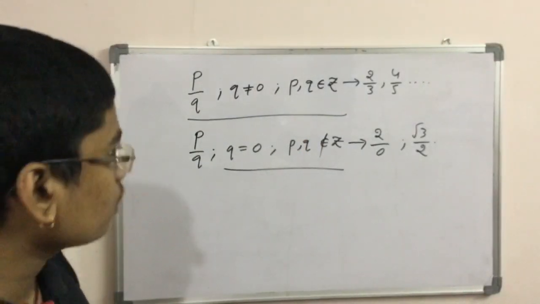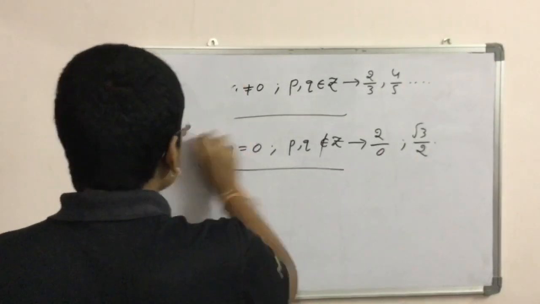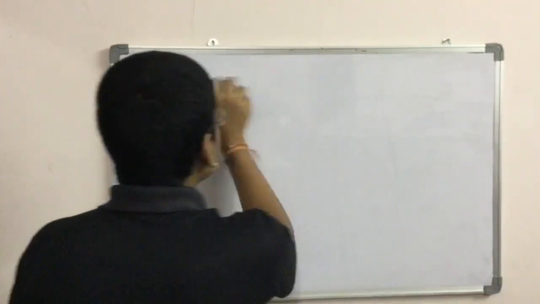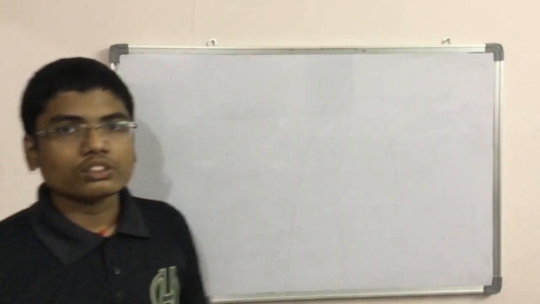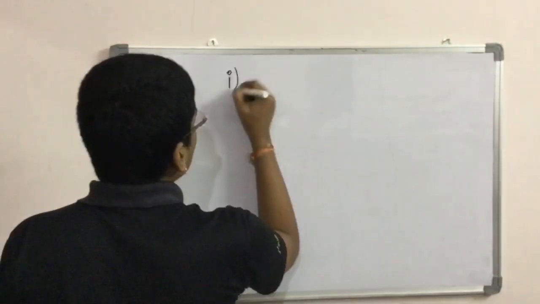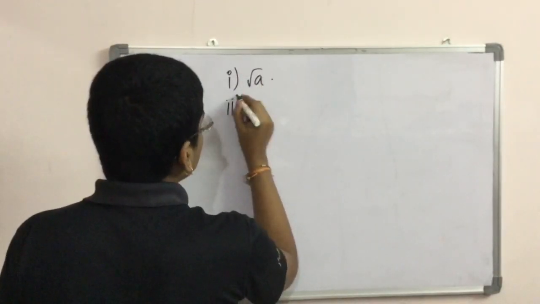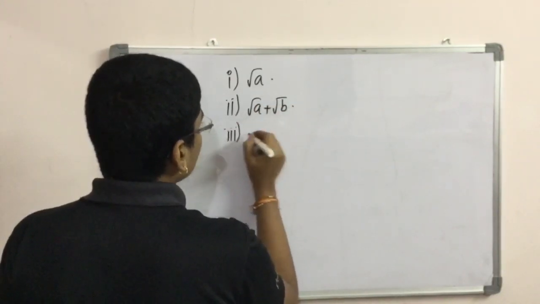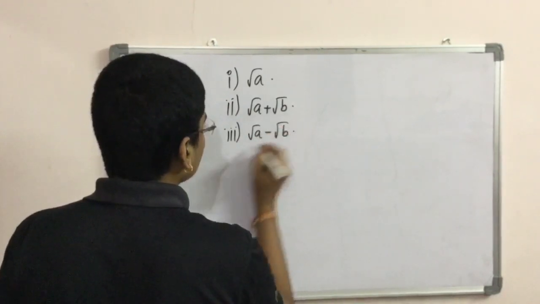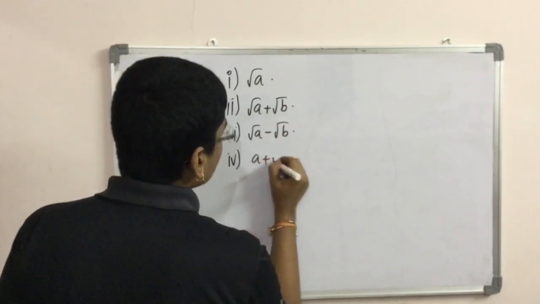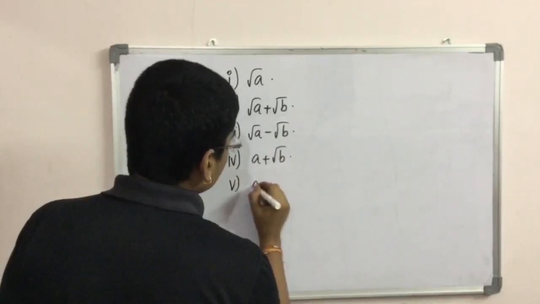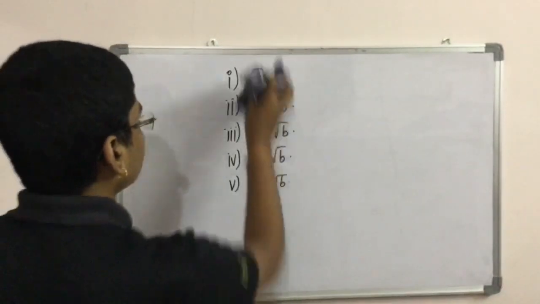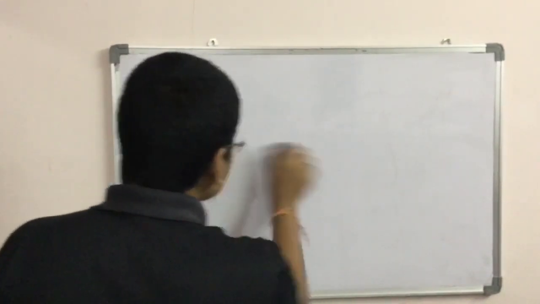Coming to the sums that we face, we are given a number which is irrational and asked to prove it. Whenever you get this kind of sum, you might face 5 models. They are of the form root a, root a plus root b, root a minus root b, a plus root b, and a minus root b. So in this video we will discuss what is the method to prove each of the sums.